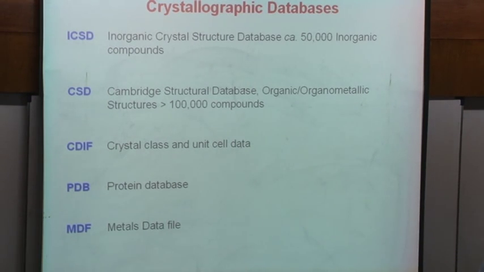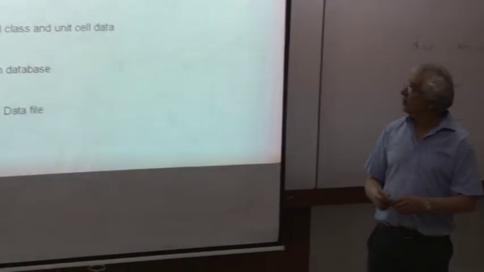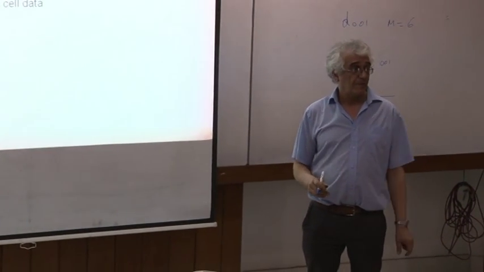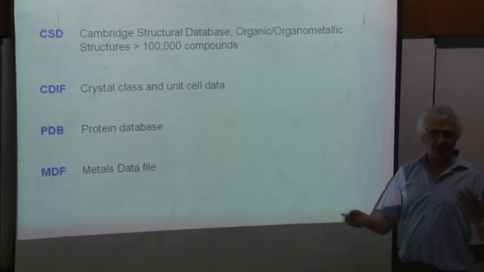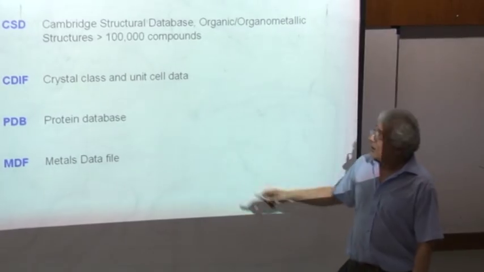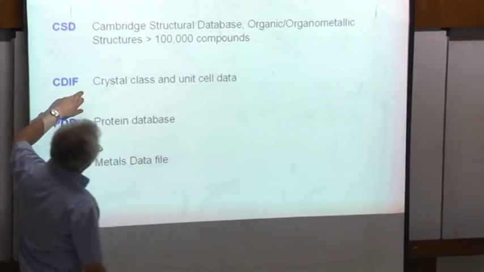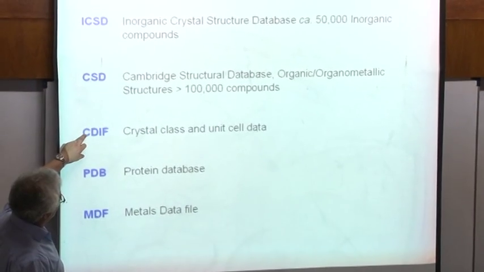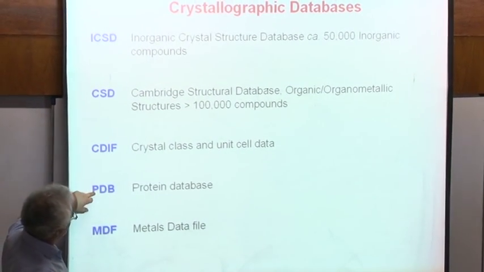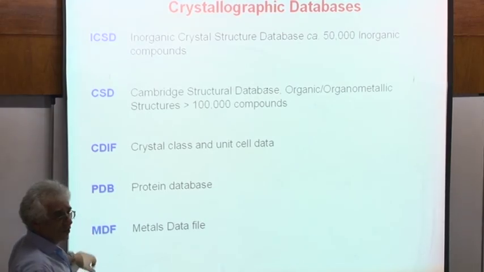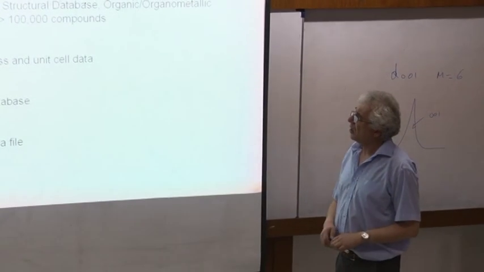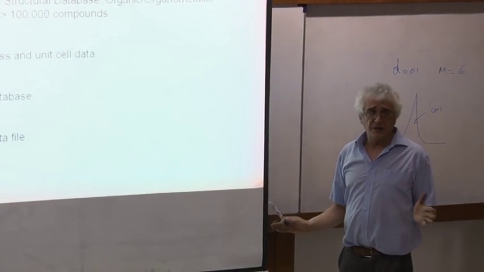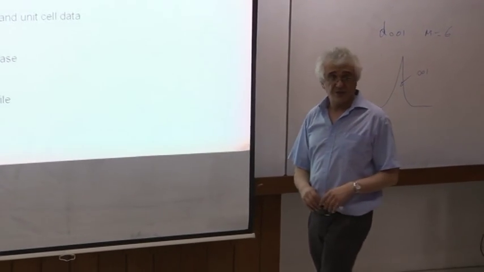So when you submit your paper for refereeing, they say, have you deposited your structure? And they ask for a reference number. So these are more or less compulsory databases to have access to. The other ones, there's some other things, crystal class and Unitcell data. That's quite a useful one. There's a protein database and a metals data file. Less useful, depending on what type of research you're doing. But certainly the first two, I think, are the most comprehensive databases that you can find.